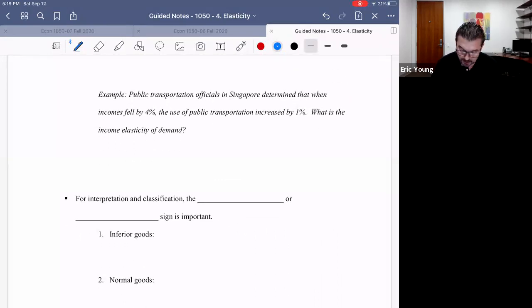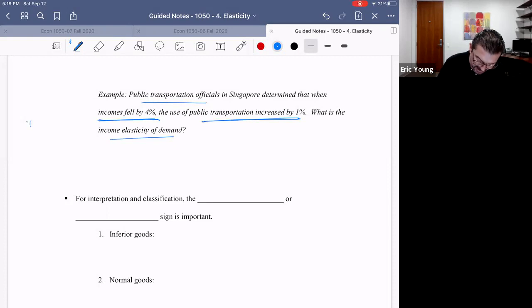In Singapore, public transportation officials determined that when the average income of people in Singapore fell by 4%, their use of public transportation increased by 1%. Okay, what is the income elasticity of demand? Well, let's first get our material straight. We know that our income fell by 4%. And as a result, the quantity demanded for public transportation rose by 1%.